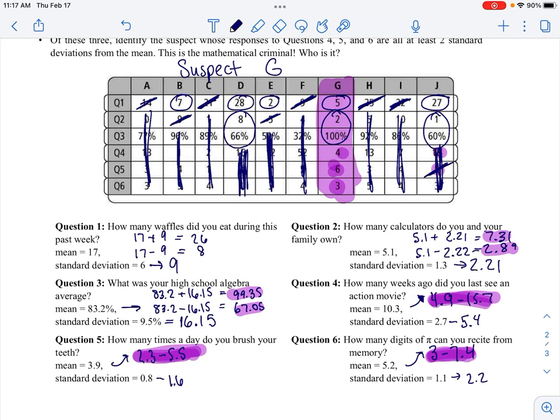Hopefully that helped you understand standard deviation a little more and how you can find how far away from the mean it is given a certain standard deviation. You could also have 3 standard deviations from the mean and find something there as well.